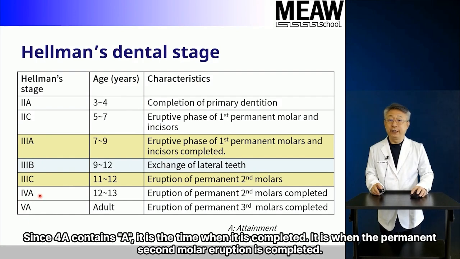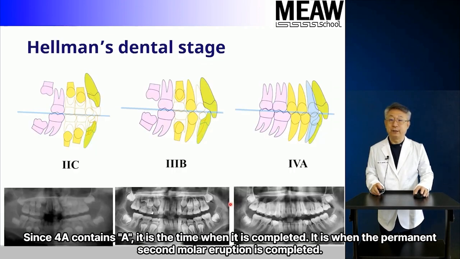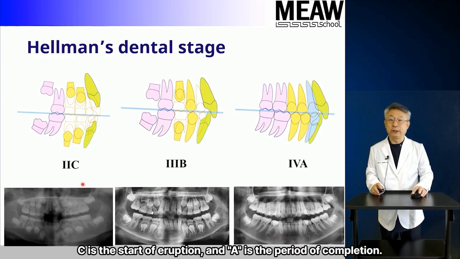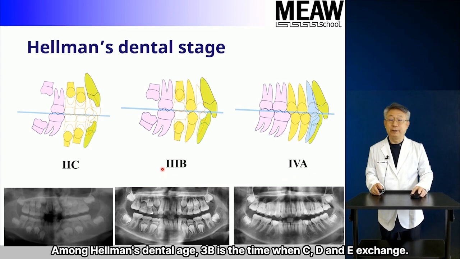Since 4A contains A, it is the time when it is completed. It is when the permanent second molar eruption is completed. Like this, the stages of tooth development are categorized based on Hellman's dental age. C is the start of eruption, and A is the period of completion. Among Hellman's dental age, 3B is the time when C, D, and E exchange.